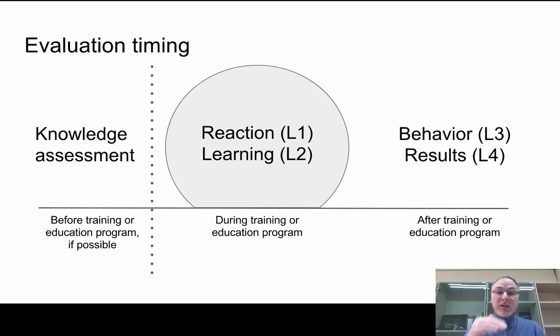evaluation of reaction and evaluation of learning. That's level 1 and level 2 in the Kirkpatrick model, and that takes place during the education program. And then after that completes, then the Kirkpatrick model shows and leads us to evaluate behavior and ultimately to evaluate results. But in terms of a chronological timeline, the knowledge assessment happens before or perhaps at the beginning of the training period. Then reaction and learning can be evaluated throughout a training program, and then behavior and results come afterwards.